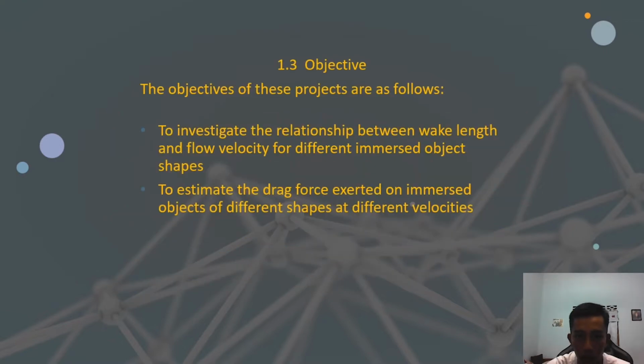Objective. The objectives of this project are as follows: to investigate the relation between wake length and flow velocity for different immersed object shapes, and to estimate the drag force exerted on immersed objects of different shapes at different velocities.